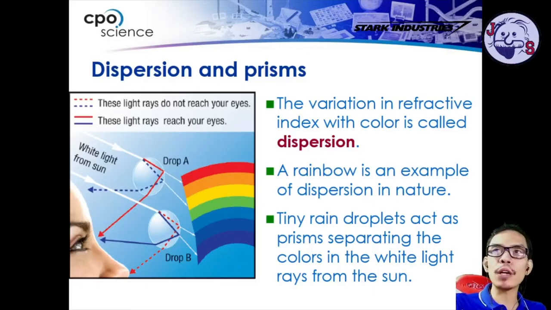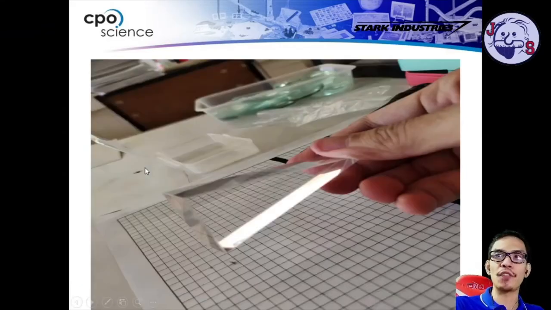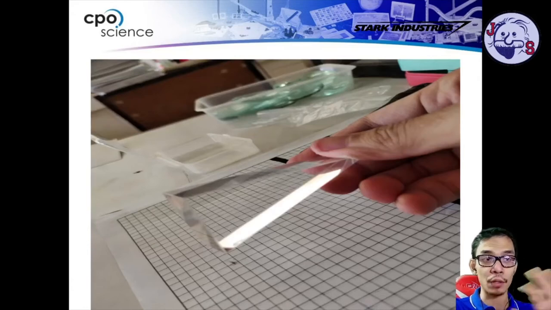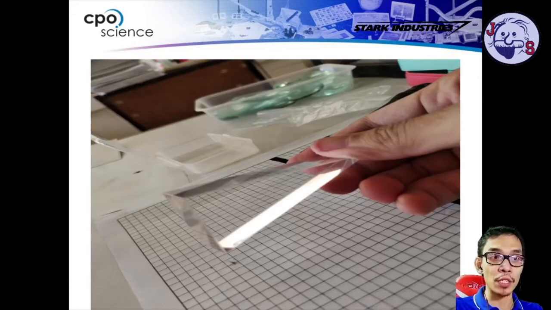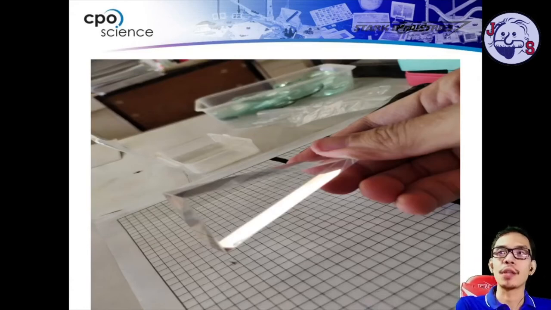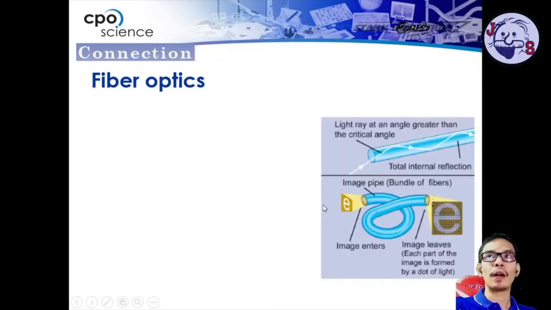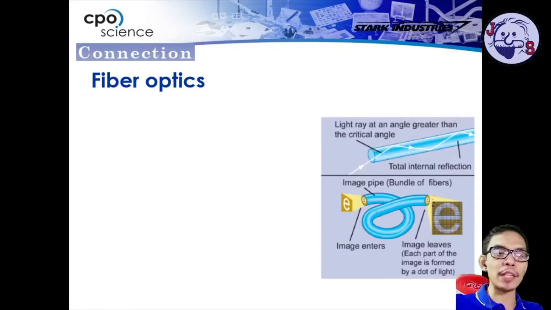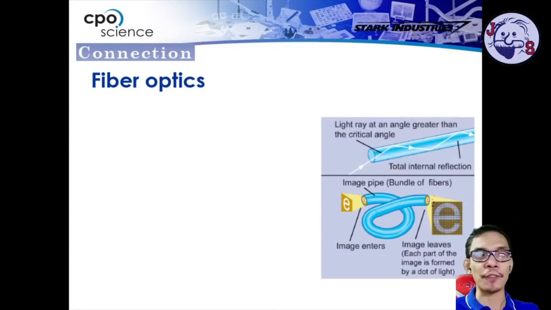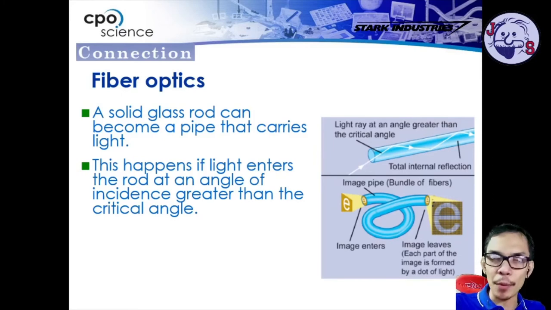Now, let's go to the practical application of what we are covering in this video lesson, the refraction. Again, this is the prism and these are the colors being produced here. The application that we have about reflection and refraction is fiber optics.